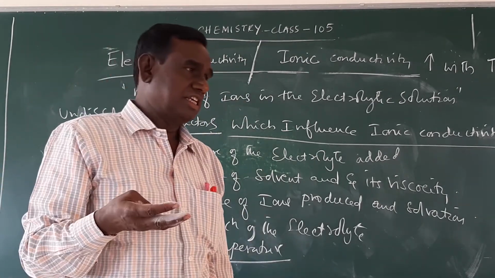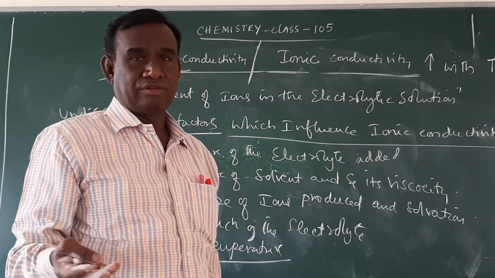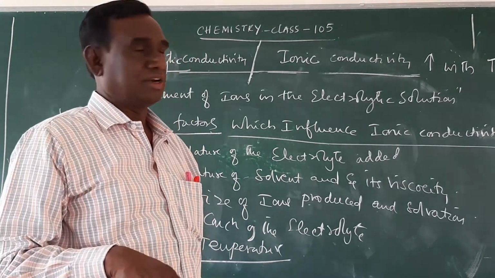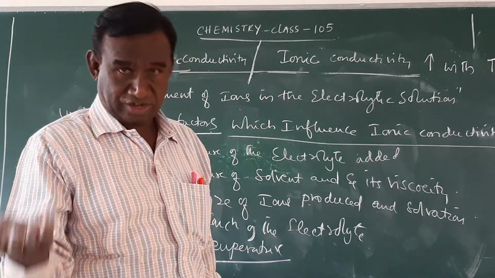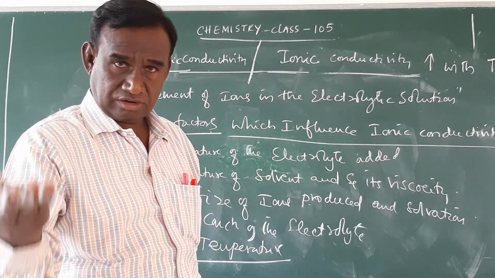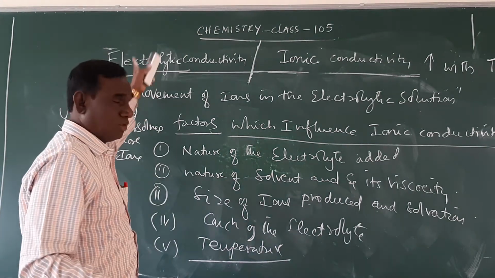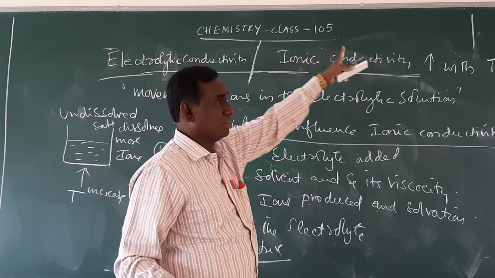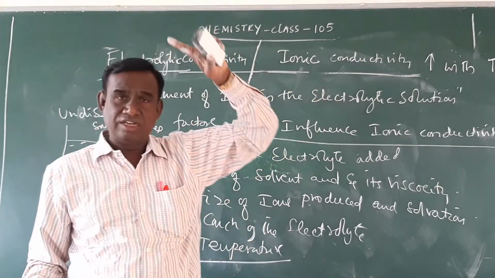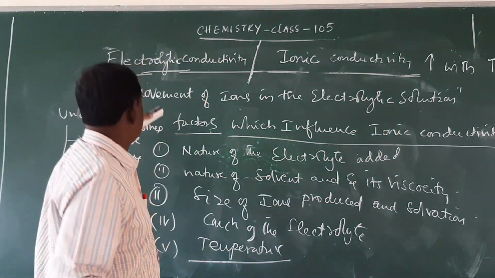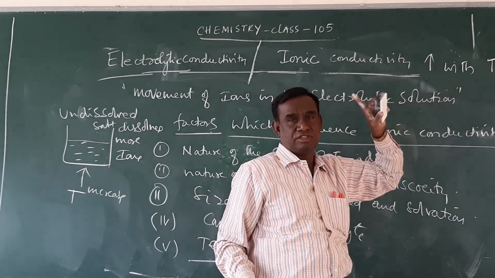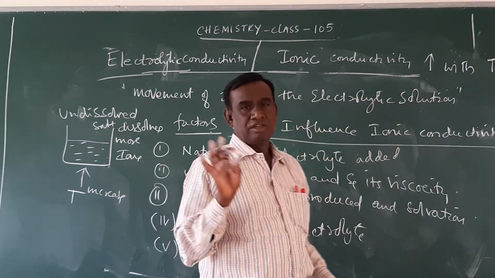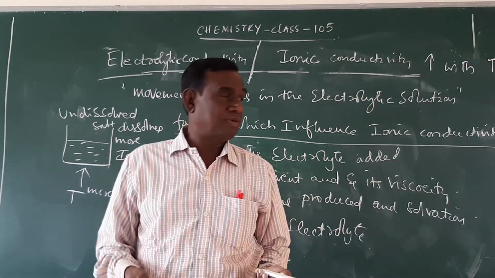One more is electrical conductivity. The first one is electrical conductivity, which is also called electronic conductivity. Electrical or electronic. This one is electrolytic or ionic. Electronic means movement of electrons. Electrolytic means movement of ions in the electrolytic solution. That is how we can explain the conductivity phenomenon.